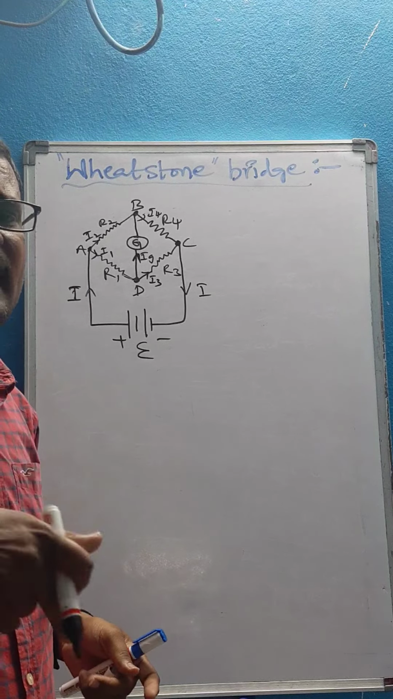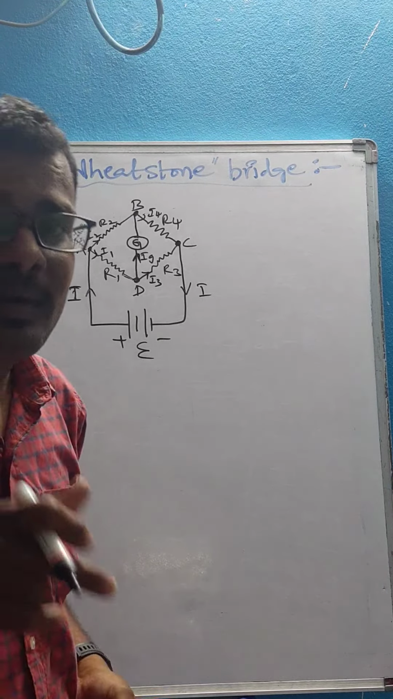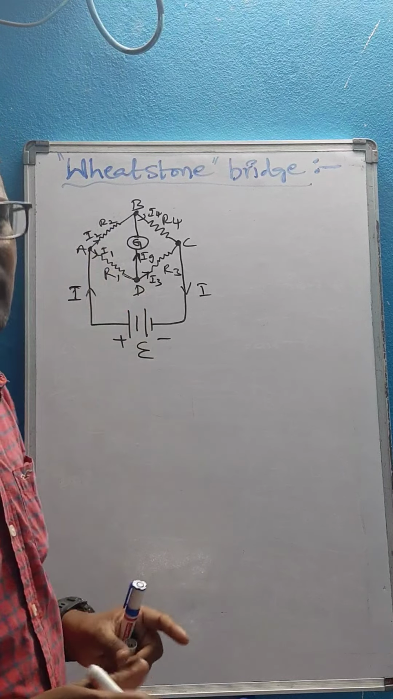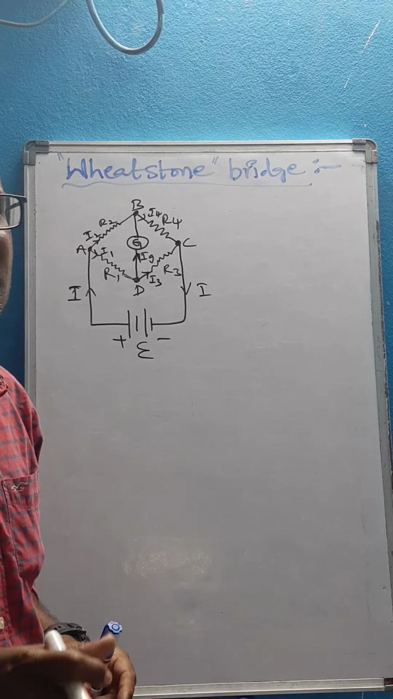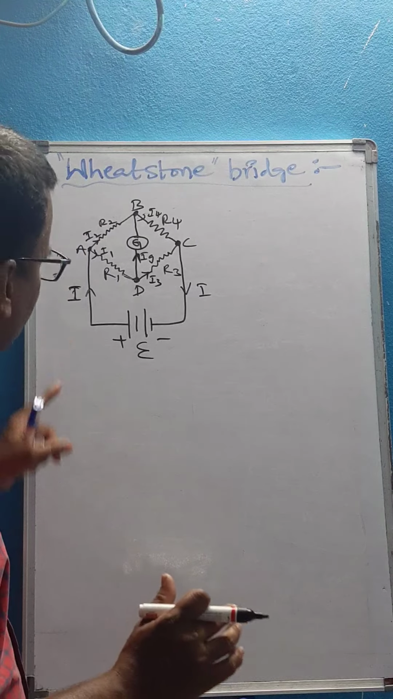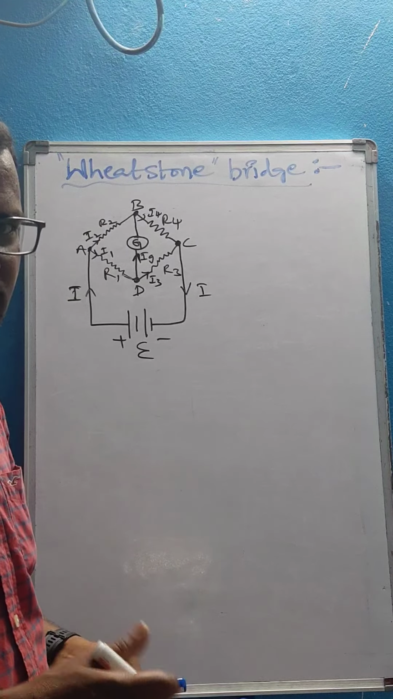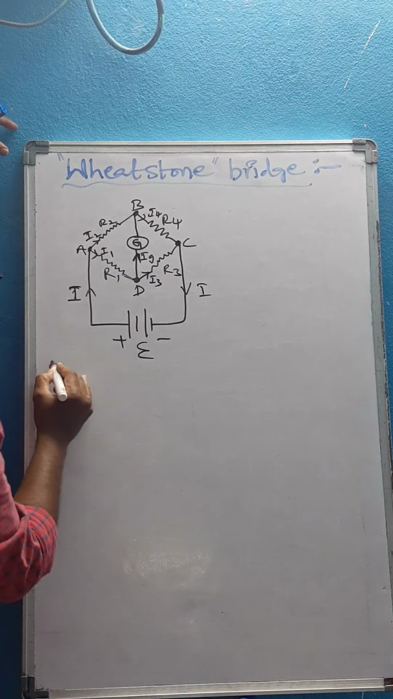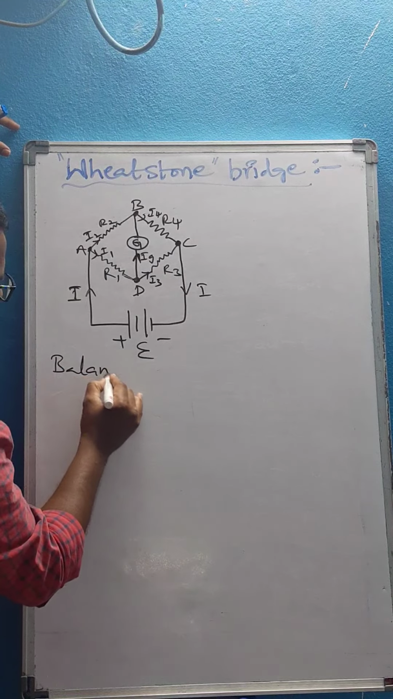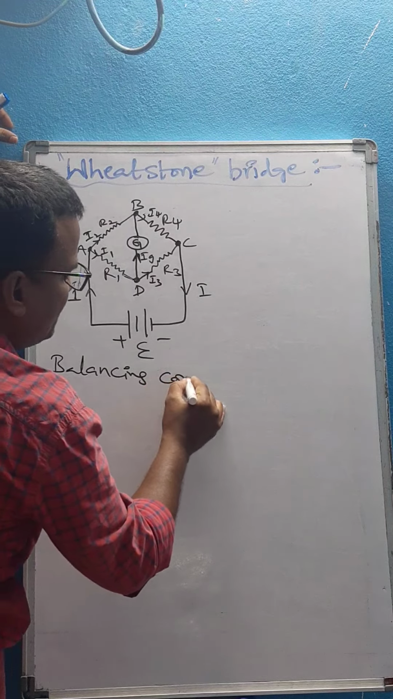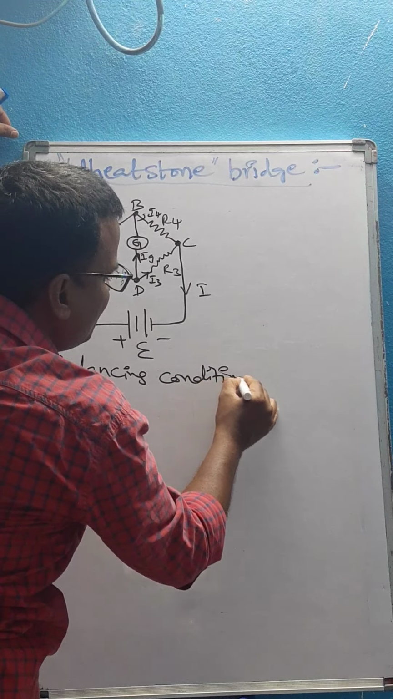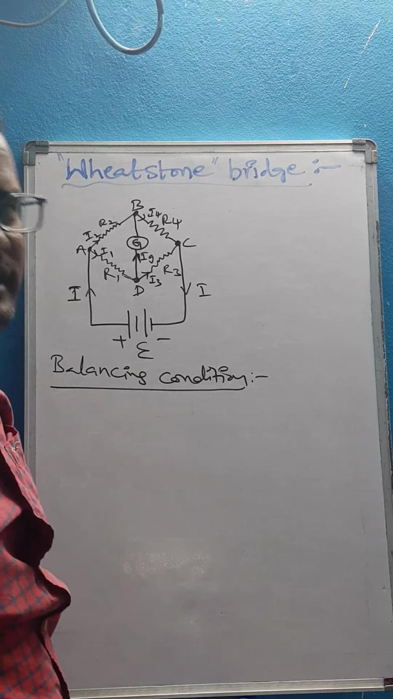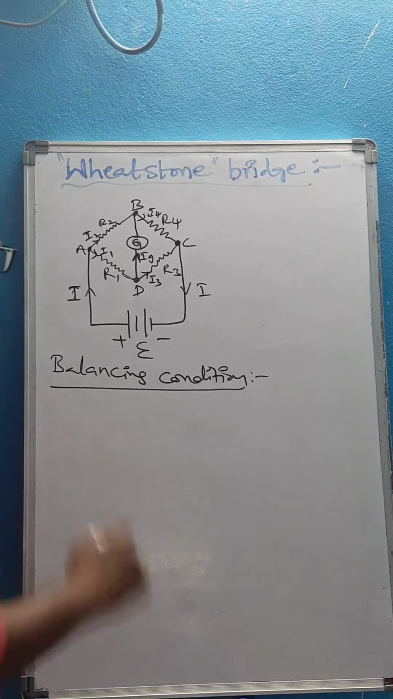Now we have to derive the balancing condition of the Wheatstone bridge. Through this diagram, we have to derive the balancing condition for the Wheatstone bridge. So now we have to derive that equation.